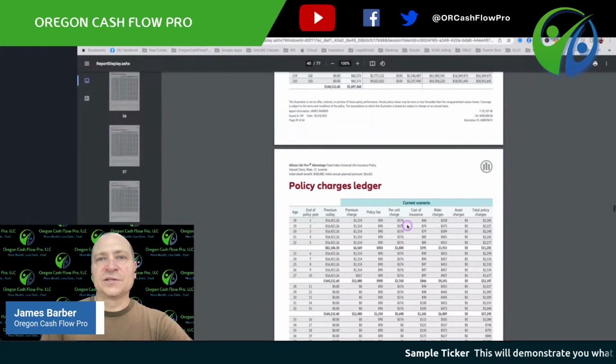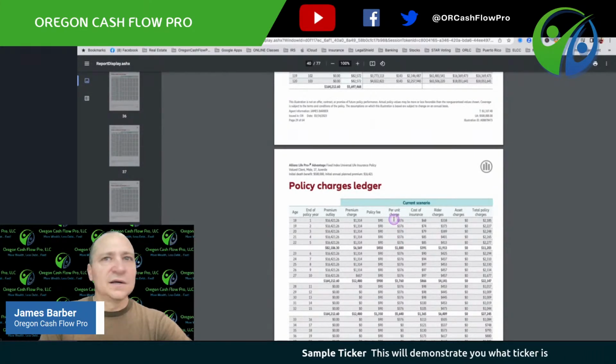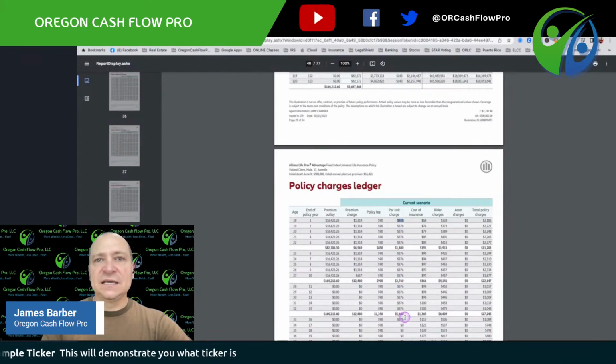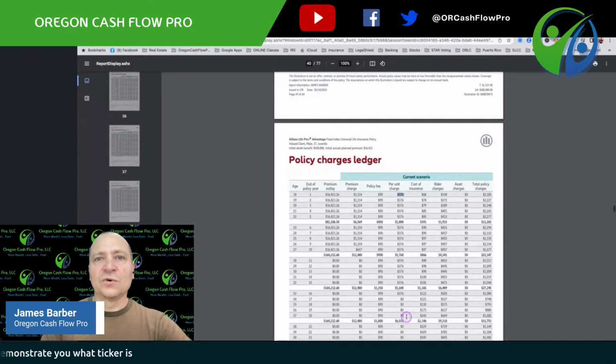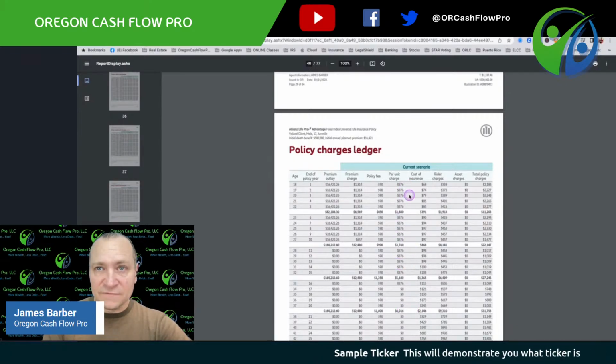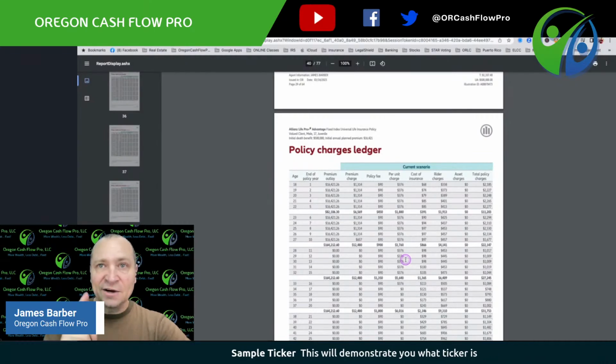Here we go, policy charges ledger. Look at this. That's $1,000 less on that per unit charge every year for 16 years. So we have a total of $6,000 instead of $22,000. That's huge. All of that is savings that translates into higher cash value.